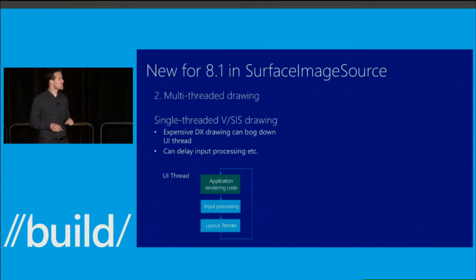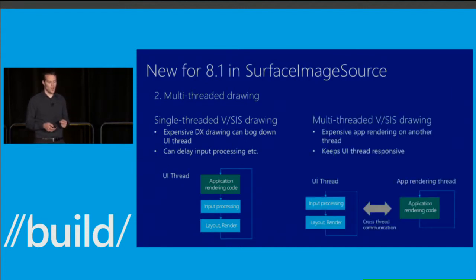So the second major improvement we've made for surface image source and virtual surface image source is multi-threaded drawing. As I pointed out before, most of these APIs up until now have been restricted to the UI thread. And the issue with that is that Direct2D and Direct3D rendering can be expensive in CPU terms, depending how complex the scene or your content that you're drawing is. So the problem there is that you can start bogging down your UI thread, and the UI thread needs to be responsive to keep input flowing and the app user having a good experience.